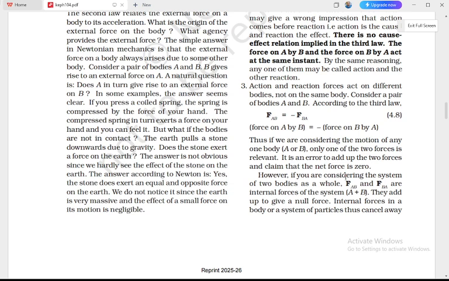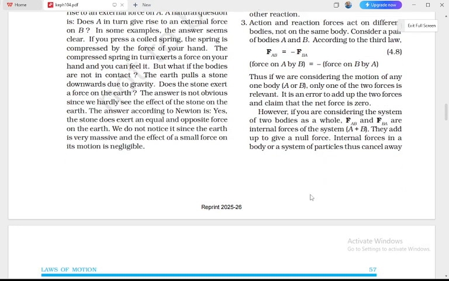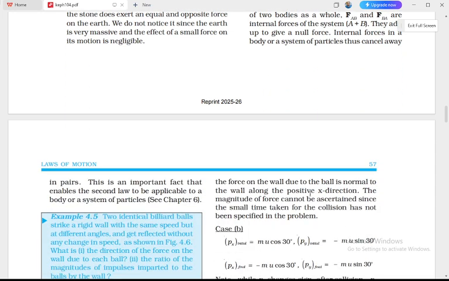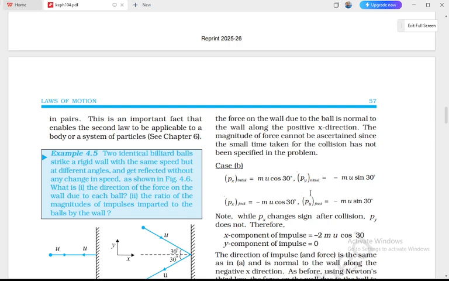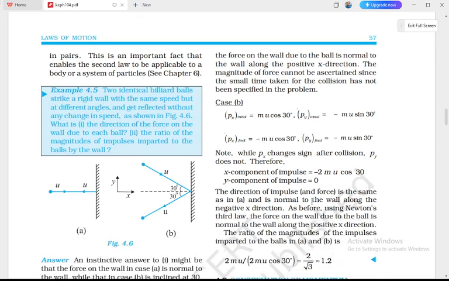Thus, if we are considering the motion of any one body A or B, only one of the two forces is relevant. It is an error to add the two forces and claim that the net force is zero. However, if you are considering the system of two bodies as a whole, F of AB and F of BA are internal forces of the system A plus B. They add to give a null force system. Internal forces in a body or a system of particles thus cancel away in pairs. This is an important fact that enables the second law to be applicable to a body or system of particles.